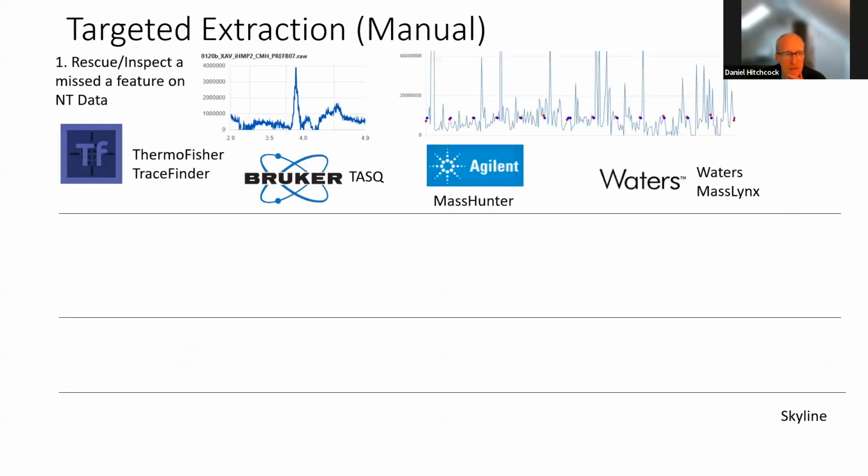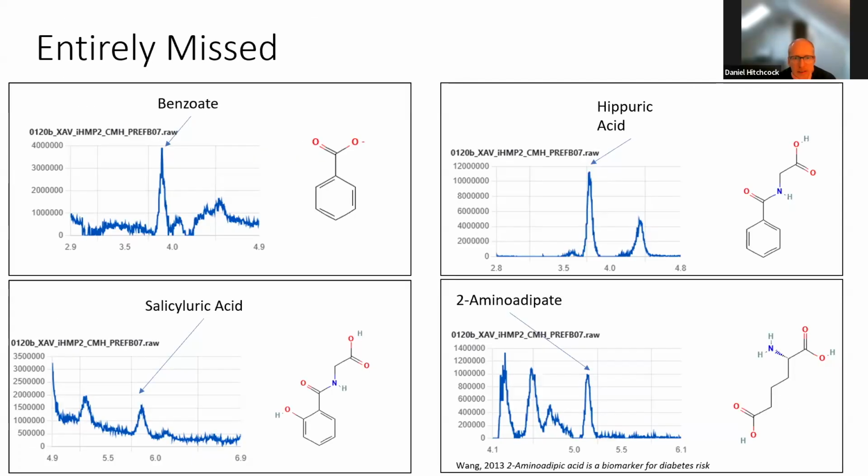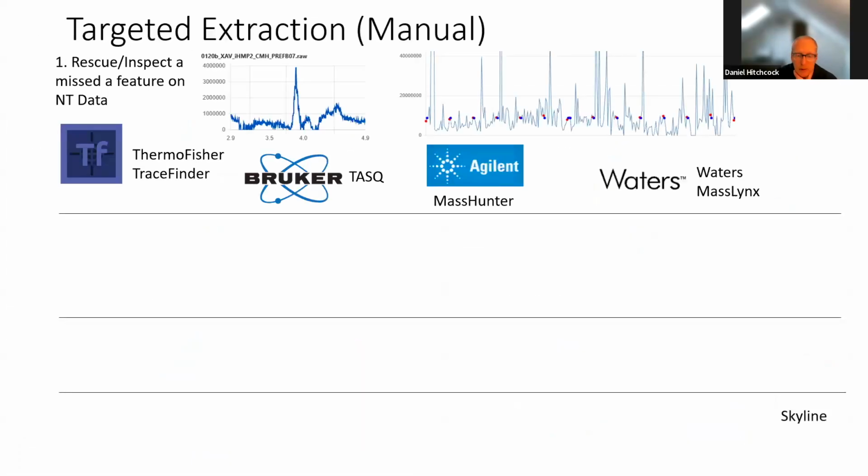you'll generally want to use targeted extraction. So that brings me to this point. Reasons you might want to do that is to rescue or inspect a feature. So this was, I forgot which feature, hippuric acid, and that's what the sample profile looks like if it's pulled out manually. There's a lot of vendor-specific software that works with their own instruments that's designed to do this, and they all are great pieces of software too for exploring metadata of the acquisition.